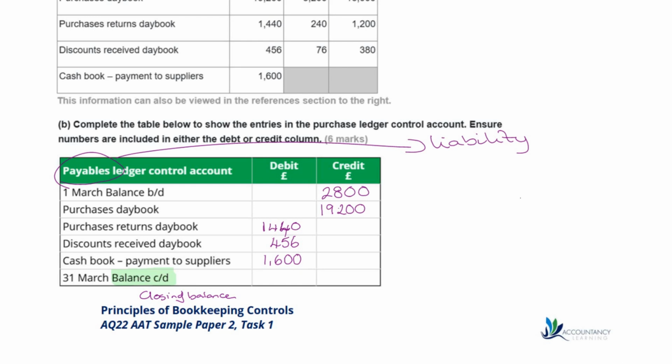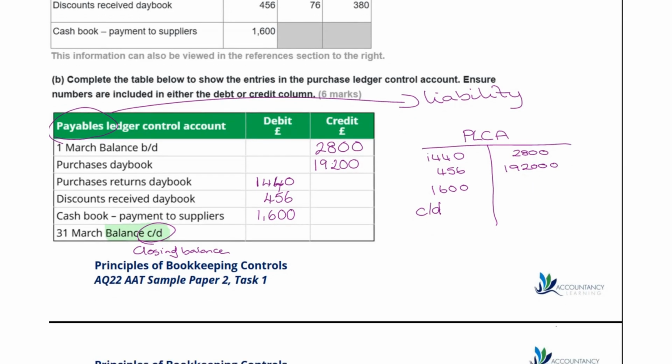So if we were to put all of this into a T account, and I'll just use the figures for now, so we've got our brought down balance, our purchases daybook, purchase returns, discounts received, and our bank payment. You'd see that our carried down has to sit on the debit side because that's the lower side. We've got more on our credit side than we have on the debit, so to balance them off, our carried down needs to be on the debit side.